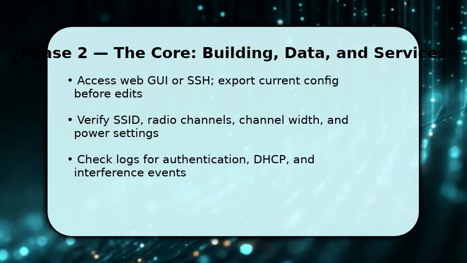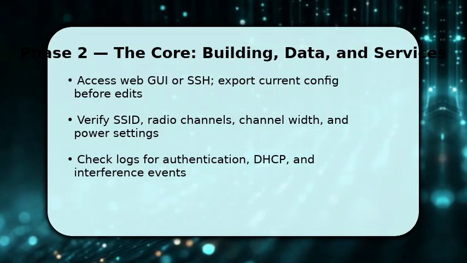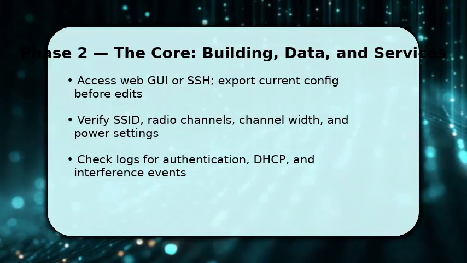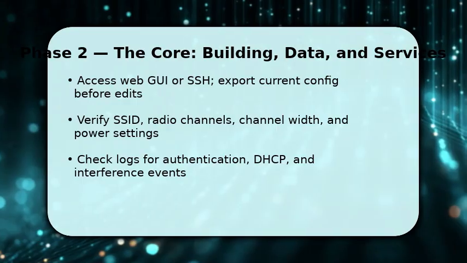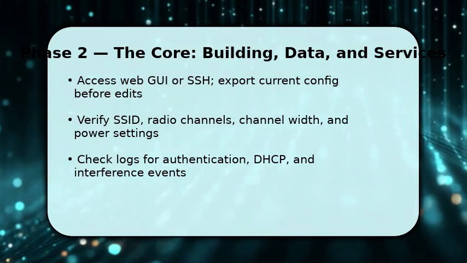Then inspect SSIDs, radio settings including channel and width and transmission power. Improper channels or high power cause congestion. Update or reapply the correct DHCP, VLAN, and authentication settings so clients can roam and obtain addresses.